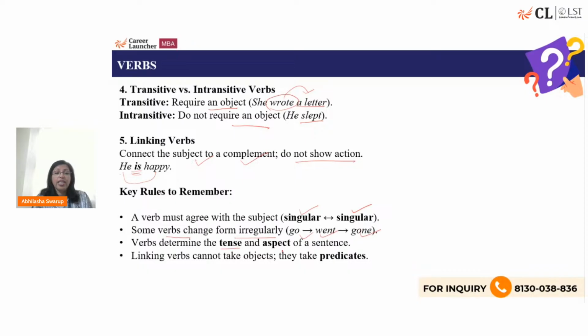Verbs determine the tense and the aspect of a sentence. Tense means what time it is in, and aspect within that time, when is it. Now, linking verbs do not have objects, they take predicates, that is, they take some information.